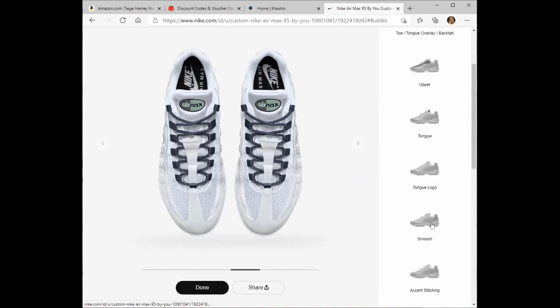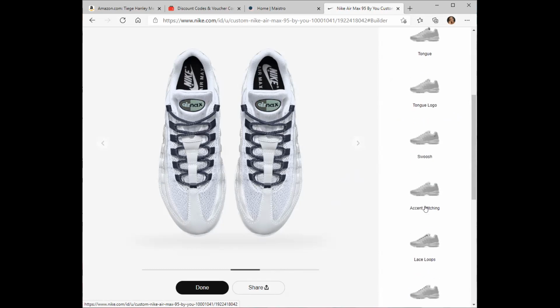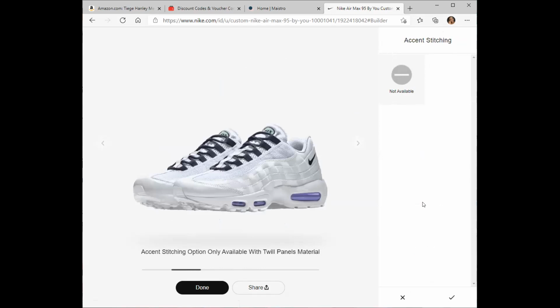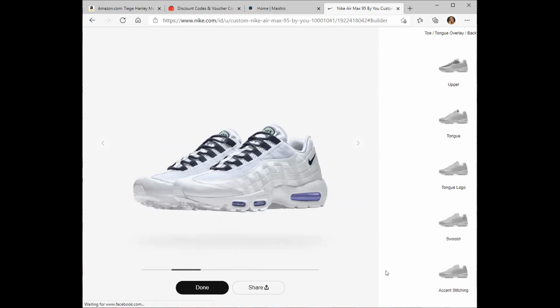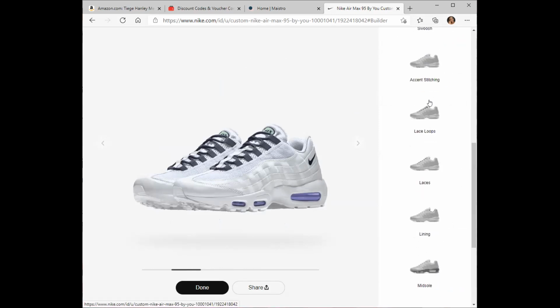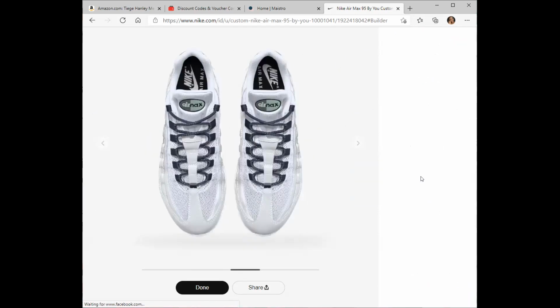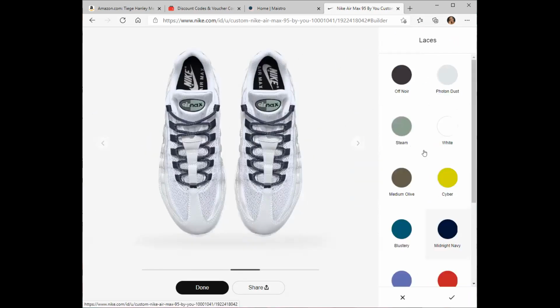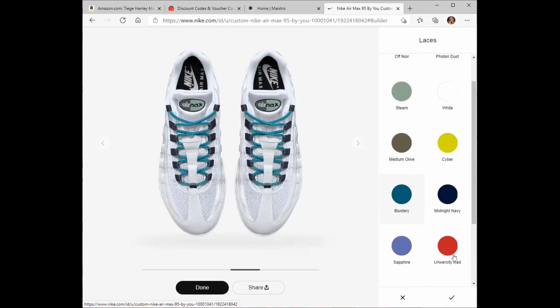Then you go ahead and customize something else, right? So you can even customize the accent stitching, and it's not available for this particular sneaker. So we have to move on. Then you can go ahead and customize other aspects like the laces, right? You can change the color of the laces to any color you want. Do you want it to be cyber, medium olive, steam, blustery, university red? Please, do you see that?